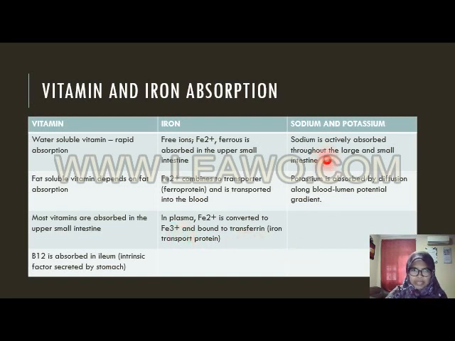Okay, with sodium and potassium, sodium is actively absorbed throughout the large and small intestine. We can see how sodium is very important because the active transport of sodium against the concentration gradient produces energy, and this energy is used by the end products of food to be transported into the intestinal cells and even to the blood capillaries. And potassium is absorbed by diffusion along the blood-lumen potential gradient.